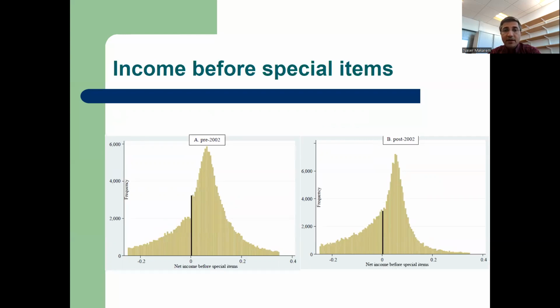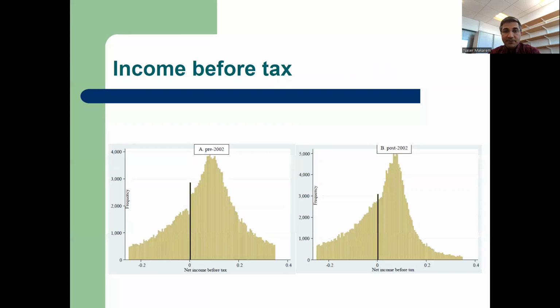When we look at special items, we compare income before special items for the pre and post 2002 periods. You see that in the pre 2002 period, there is still a point of discontinuity for income before special items, but there is no discontinuity after 2002. So that suggests that special items cannot explain the discontinuities.